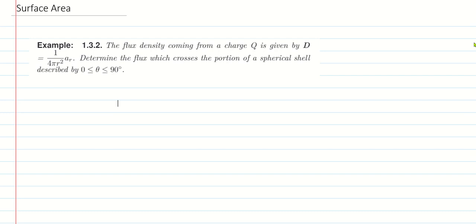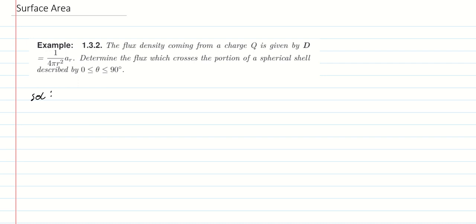For the surface area, application of the differential surface area that we discussed before, let's take this example. The flux density coming from a charge Q is given by D equals 1 over 4 pi r squared a_r. Determine the flux which crosses the portion of a spherical shell described by theta greater than or equal to 0 and less than or equal to 90 degrees. So this is a spherical coordinate system because it's a spherical shell. And also, if you take note, the given vector D is also in spherical coordinates.